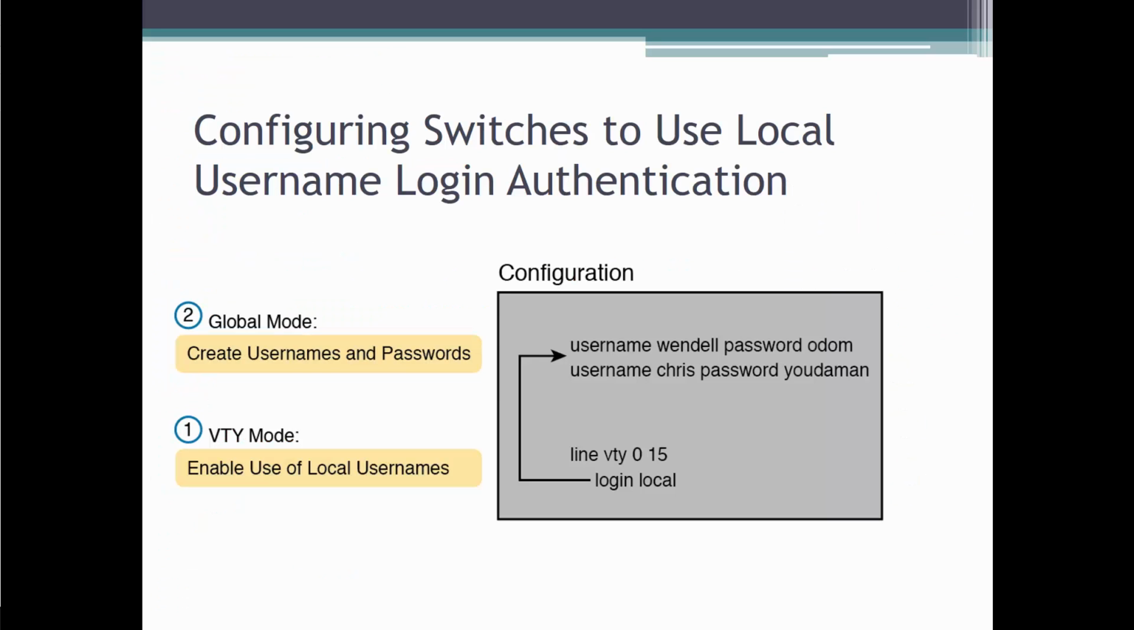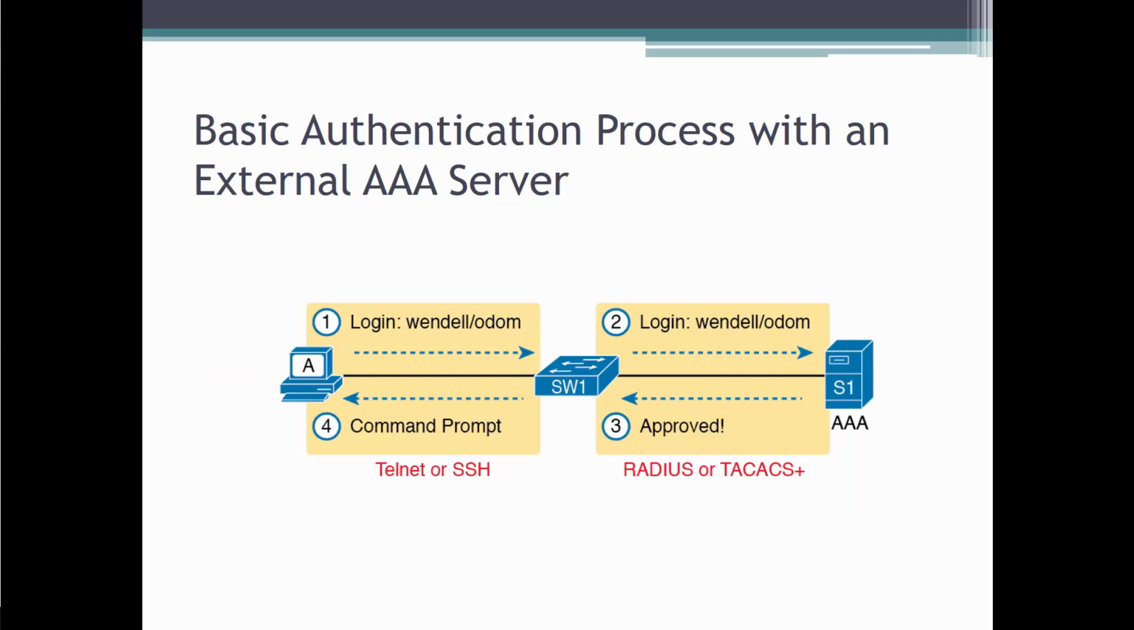So to configure the switch, if we want to set local authentication, we could actually set a username and password, and then for the VTY mode, say use a local account. So here we may create users. We have two users, Wendell and Chris. And then in the line VTY, you do login local. That local will say search that local device for username and password for login. You don't have to, but that's one of the better ways.